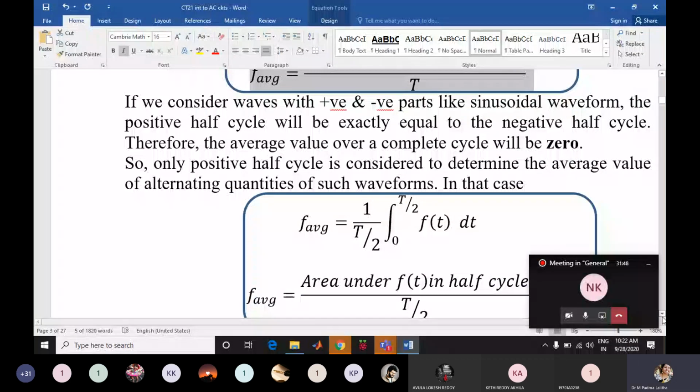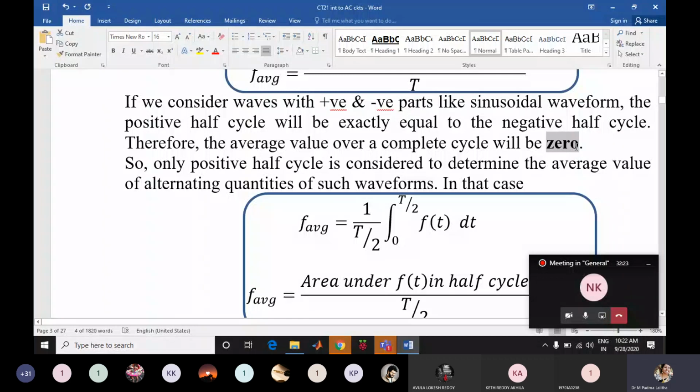So just now we have seen some of the alternating waveforms which are periodic. Some waveforms have equal positive and negative parts, like sinusoidal and triangle. You have already seen those waveforms. If the positive half cycle is similar to the negative half cycle, then the average value over a complete cycle will be 0.